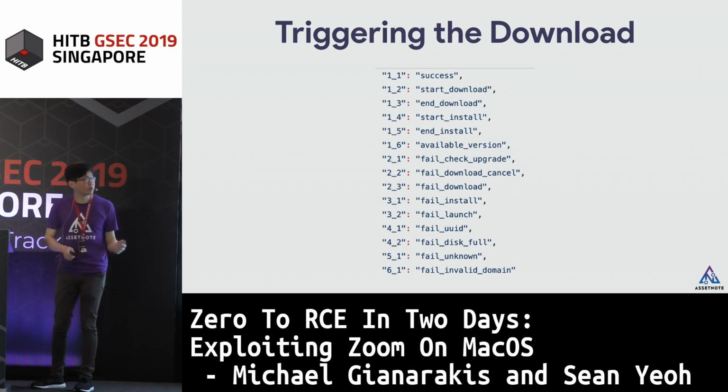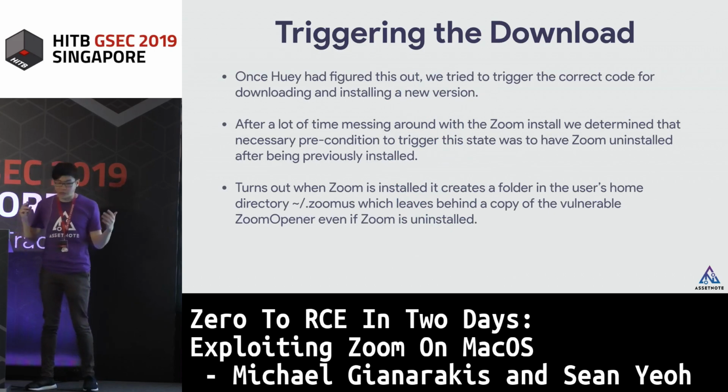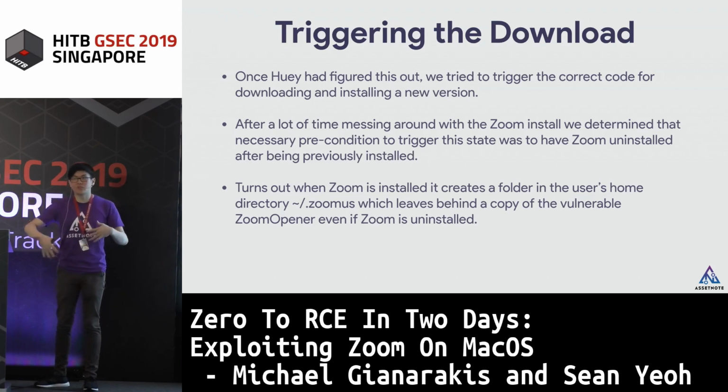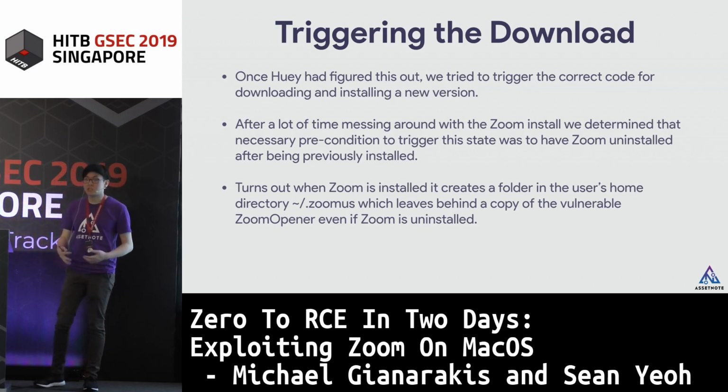So what we wanted to do was trigger 1.2 specifically. And this might seem easy, but it was surprisingly difficult. We had to play around with a lot of state on this system, because when you install Zoom, it drops a whole bunch of files everywhere. We couldn't exactly figure out what was happening. We had 3 different Macs all installing and uninstalling Zoom. And then we figured out what was actually going on.